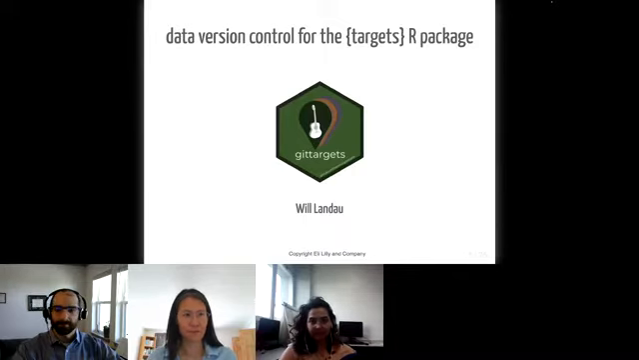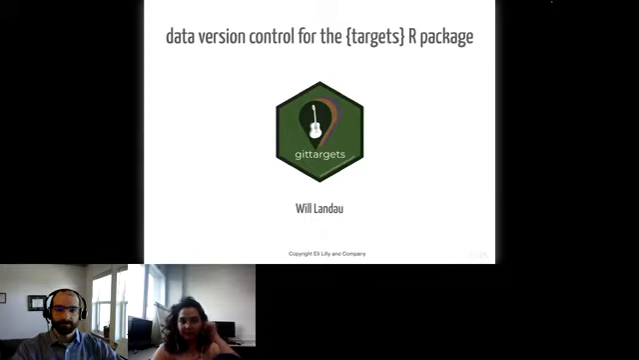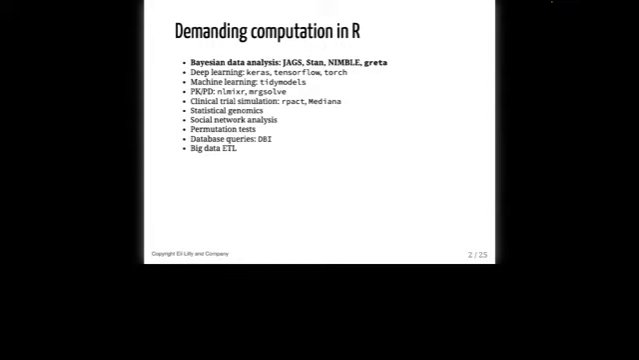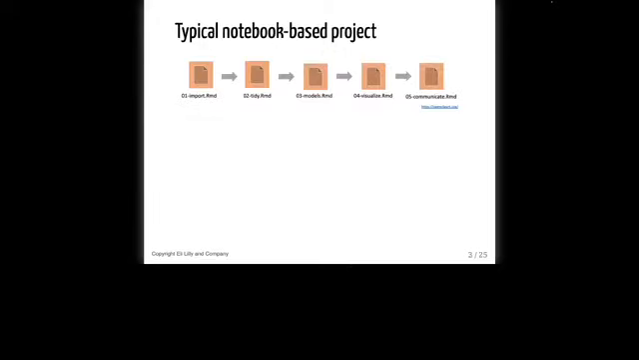This talk is about data version control for the targets R package. A lot of work that happens in R is computationally demanding, everything from machine learning to Bayesian statistics to ETL. It's common practice to manage the complexity of a project in a sequence of notebooks. These notebooks run one by one. Each notebook writes its own set of output files, and the output files of one notebook become the input files of the next notebook.